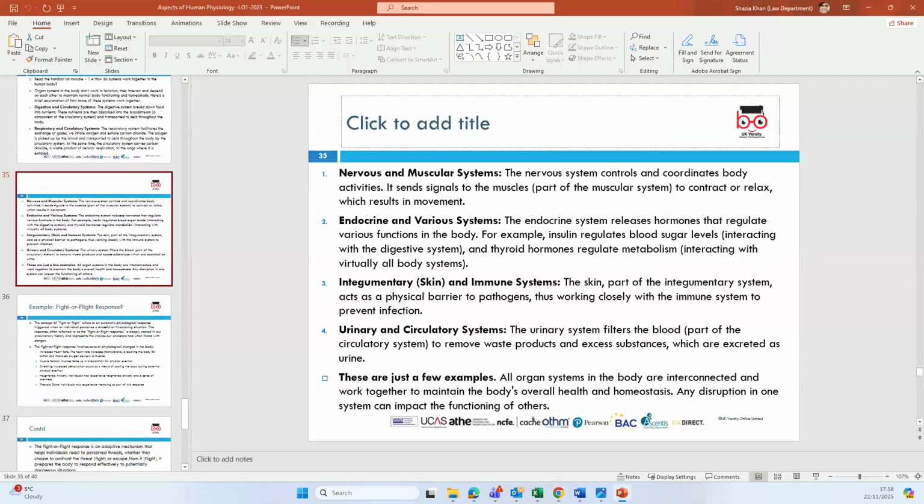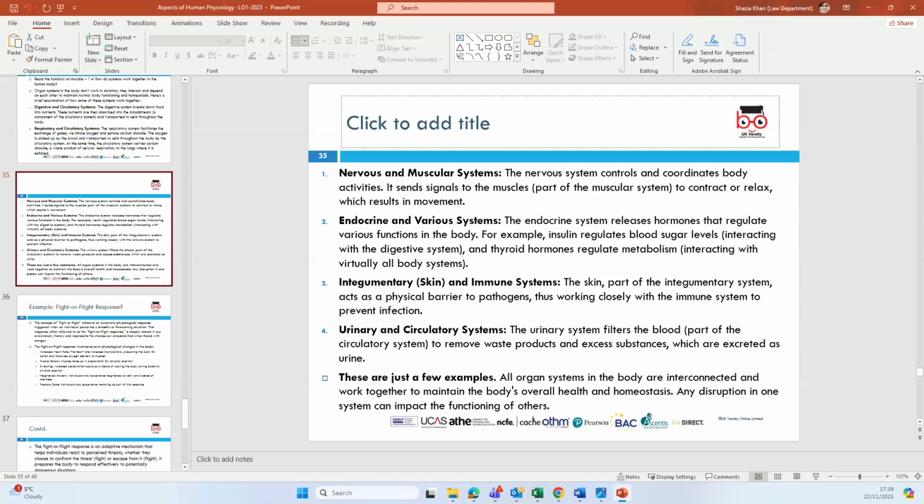You then have the nervous system and the muscular system. The nervous system acts as a control center, receiving information and sending out signals to other systems. The muscular system receives signals from the nervous system and works with the skeletal system for movement. You have the endocrine system, which uses hormones to regulate processes like blood sugar, temperature and growth. For instance, when your blood sugar is high, the pancreas releases insulin to help the cells absorb glucose.